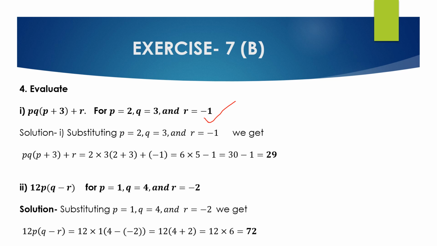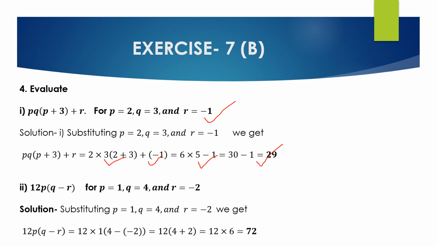PQ multiplied with (P plus 3) plus R equal to P is 2, 2 multiplied with Q is 3, 2 multiplied with 3 multiplied with (P plus 3 is 2 plus 3) plus R is minus 1. 2 multiplied with 3 is 6, 6 multiplied with 2 plus 3 is 5, 6 multiplied with 5 is 30, 30 minus 1 is 29. The value of the expression PQ multiplied with (P plus 3) plus R is 29.